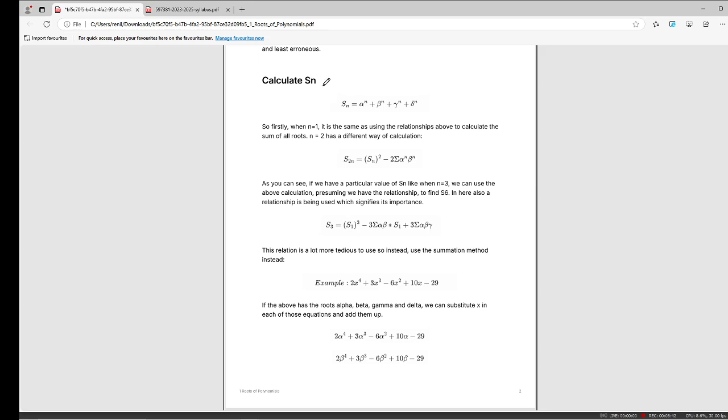So when n equals 1, we're going to have alpha plus beta plus gamma plus delta. When we have n equals 2, we're going to have S2, and S2 equals alpha squared plus beta squared plus gamma squared plus delta squared. This goes on until n equals infinity or whatever it is. It really doesn't matter. We're just going to limit ourselves to small equations now. So as you can see over here, when n equals 1, we're going to have S1. That's alpha plus beta plus gamma plus delta.